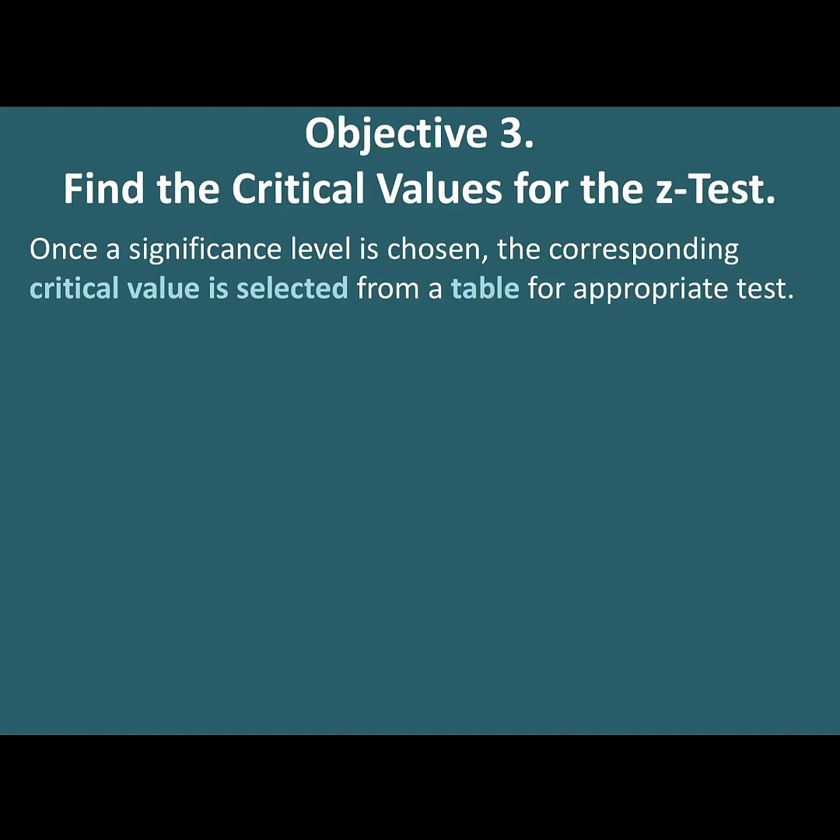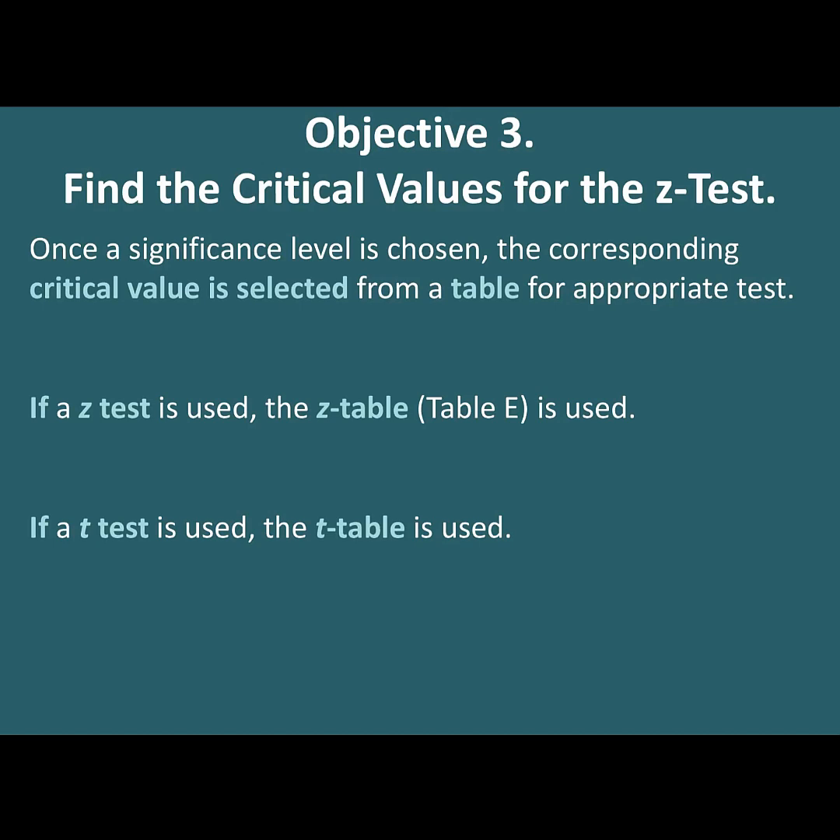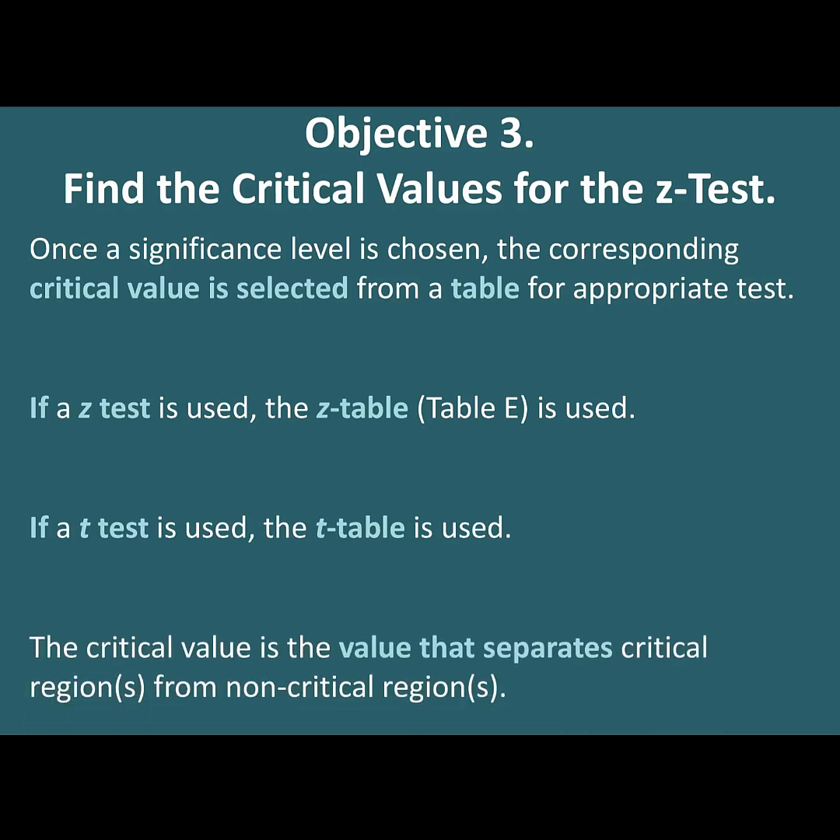Once a significance level is chosen, the corresponding critical value is selected from a table or appropriate test. If it's a z-test, we use a z-table. If it's a t-test, we use a t-table. This is very significant. Please do not take this lightly. The critical value is the value that separates critical regions from non-critical regions.